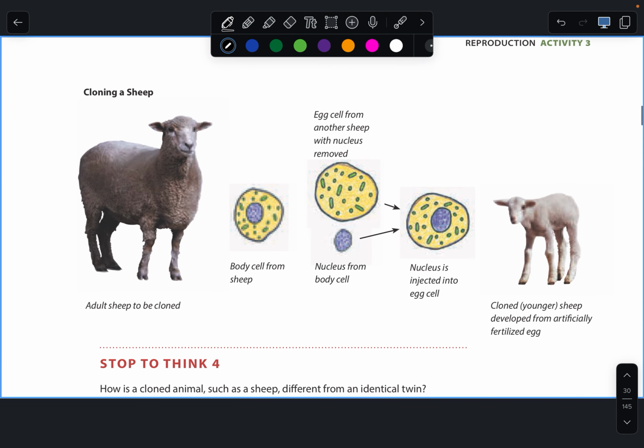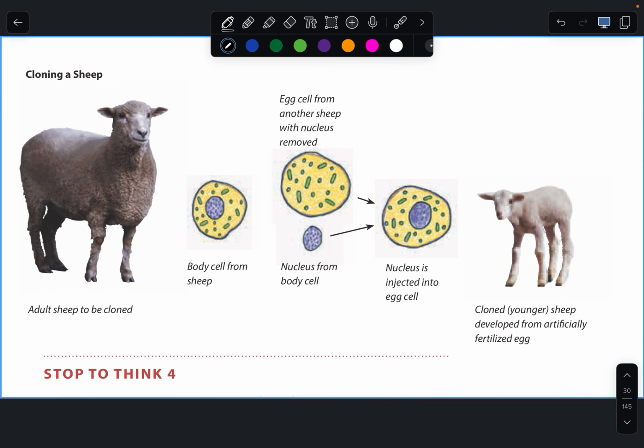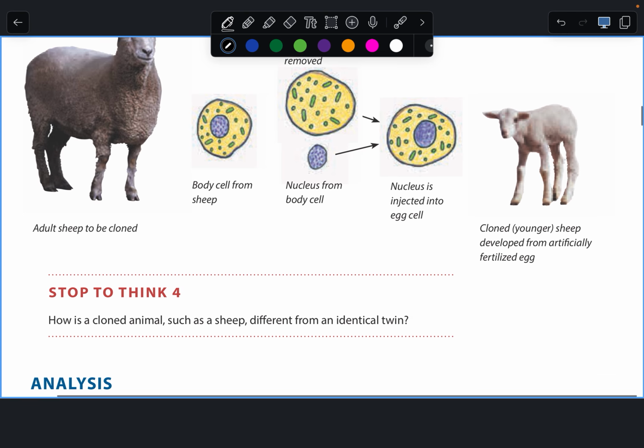So here we can see the adult sheep to be cloned. We have a body cell from that sheep. Then scientists can actually take the nucleus out of that cell and then put it into an egg cell. And the egg cell has all the information it needs to grow a whole organism. Sperm cells don't really help with it growing. Sperm cells just help give more information. That's why a sperm cell is not needed in this case. Fascinating.